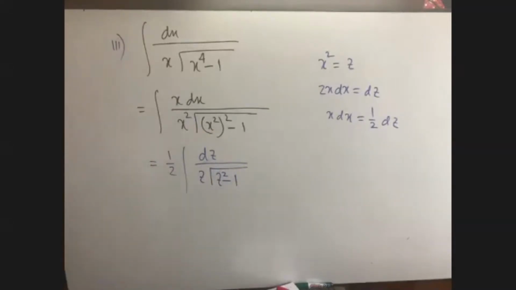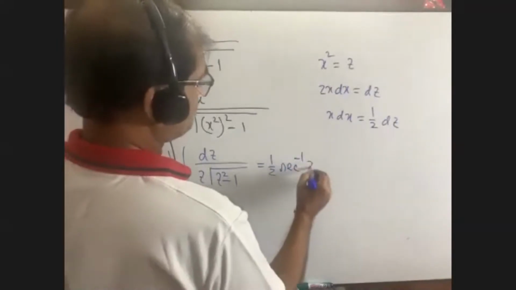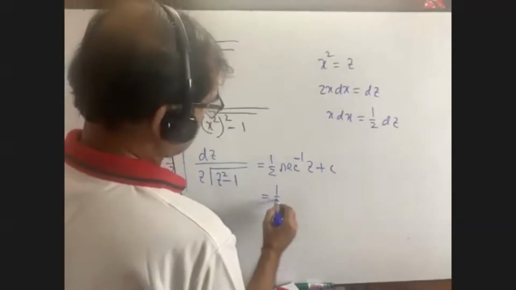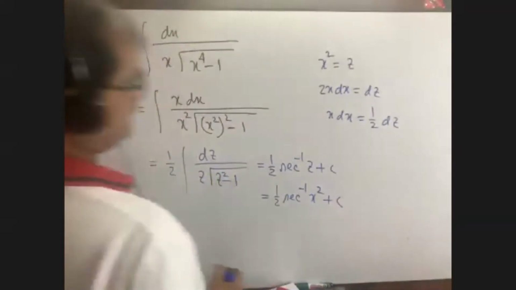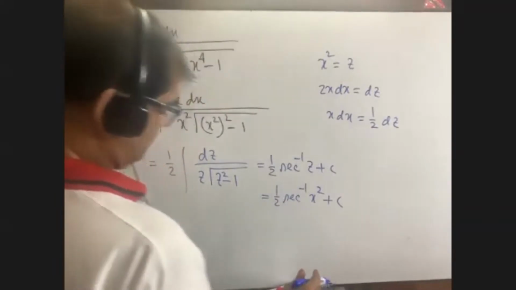Whose formula is this? Sec inverse x. Can you remember? It is equal to half sec inverse z. What is the value of z? z is x square. Let's see. Okay.